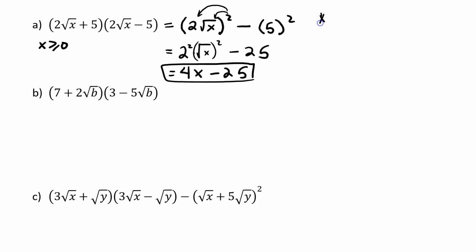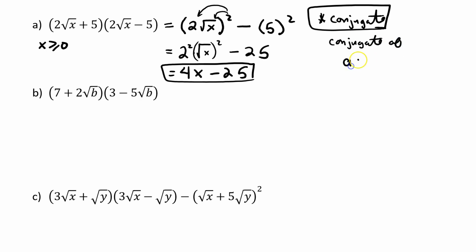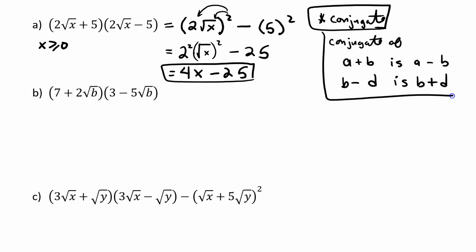So let's just take down a few notes on the conjugate. We're going to come back to it later in this set of videos, but it's good to have multiple versions of it. So the conjugate of a plus b is a minus b, or the conjugate of b minus d is b plus d. So it's just the same terms on either side, but with different signs between them.